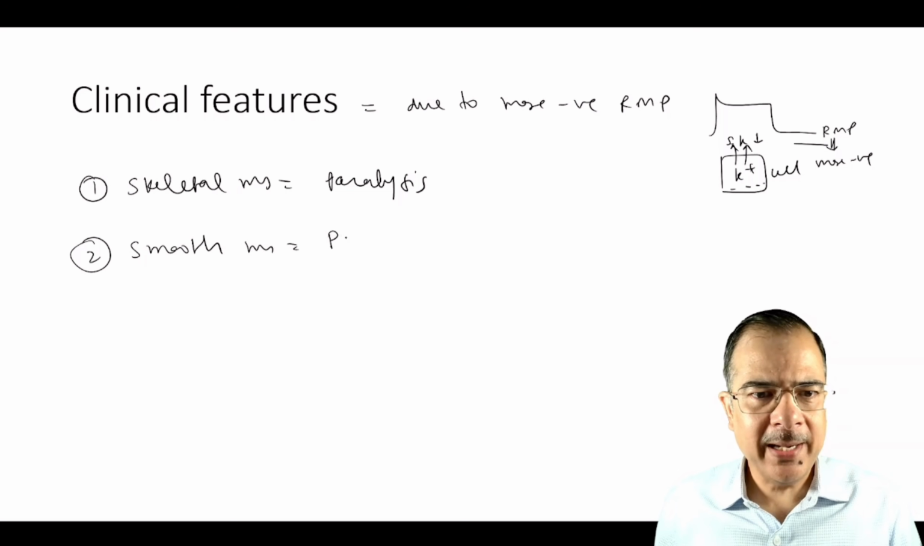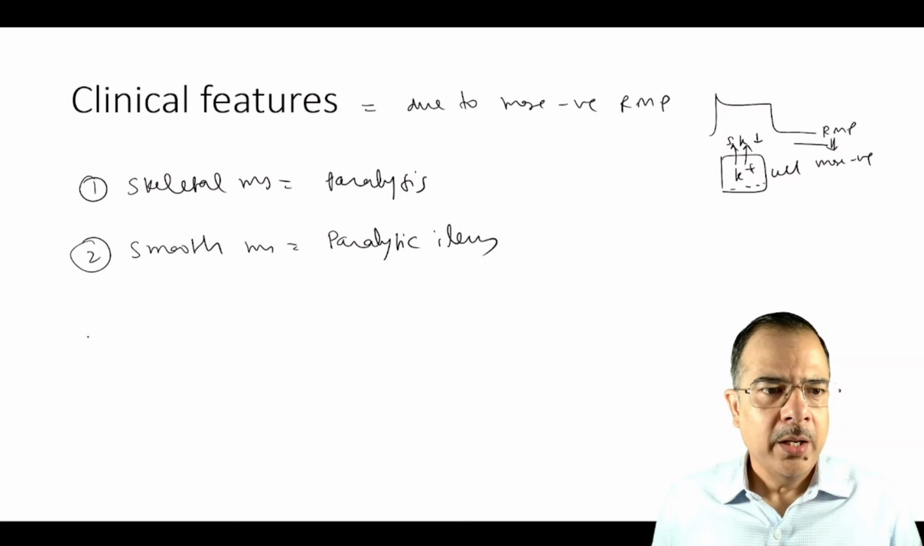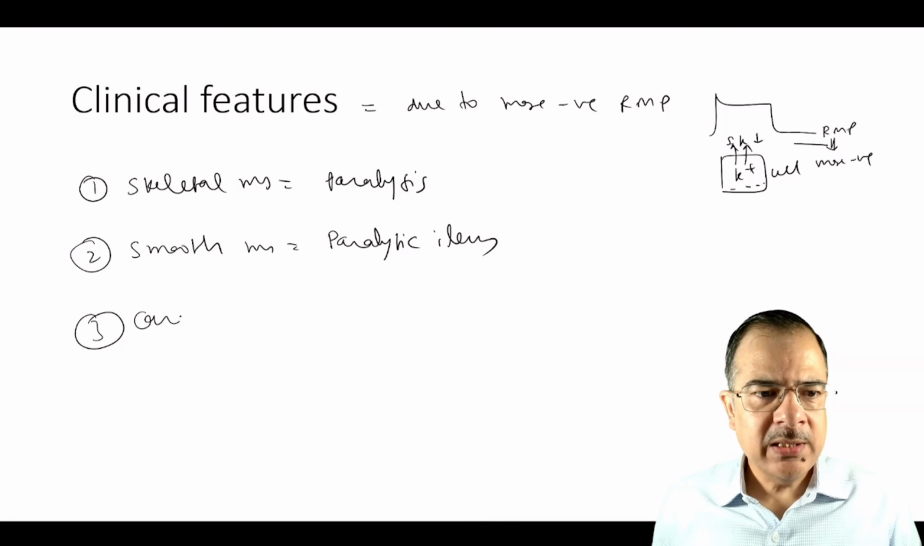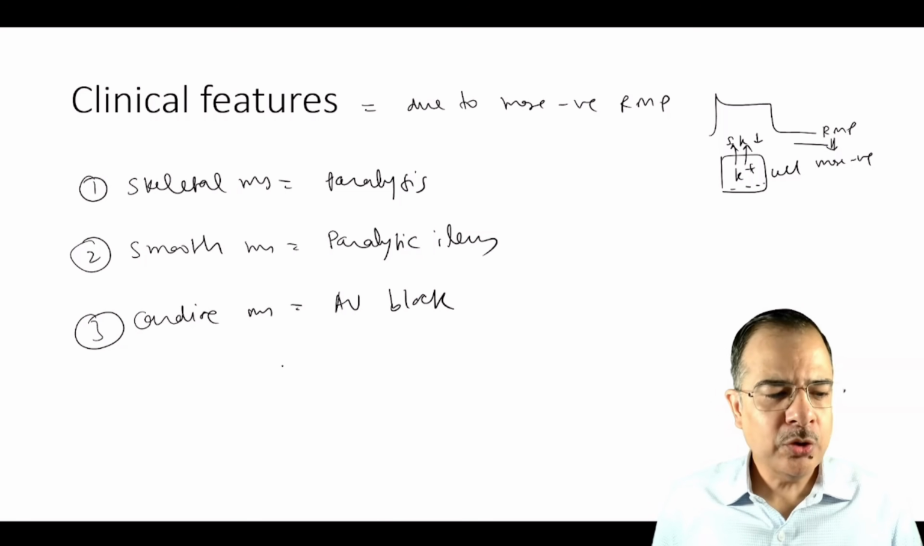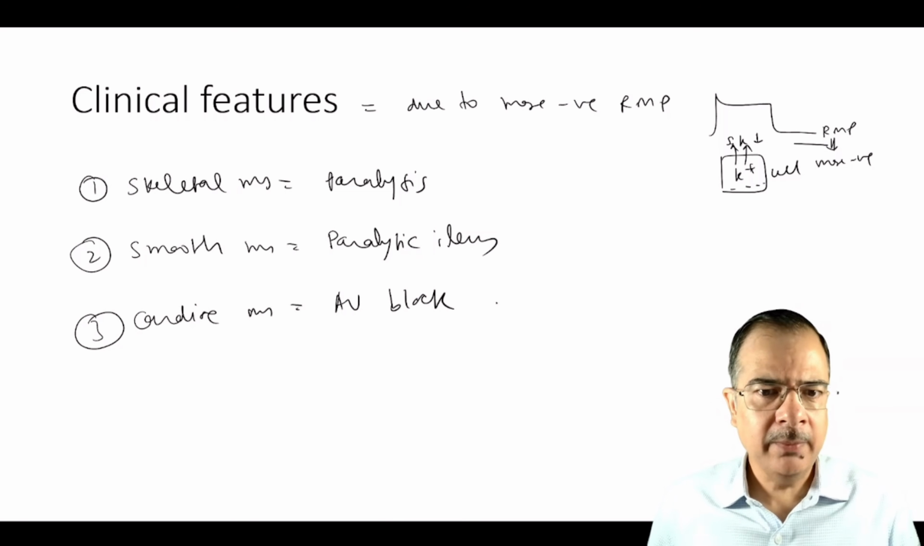This leads to paralytic ileus. It can be cardiac muscles. AV blocks can be present. AV blocks will be present here.